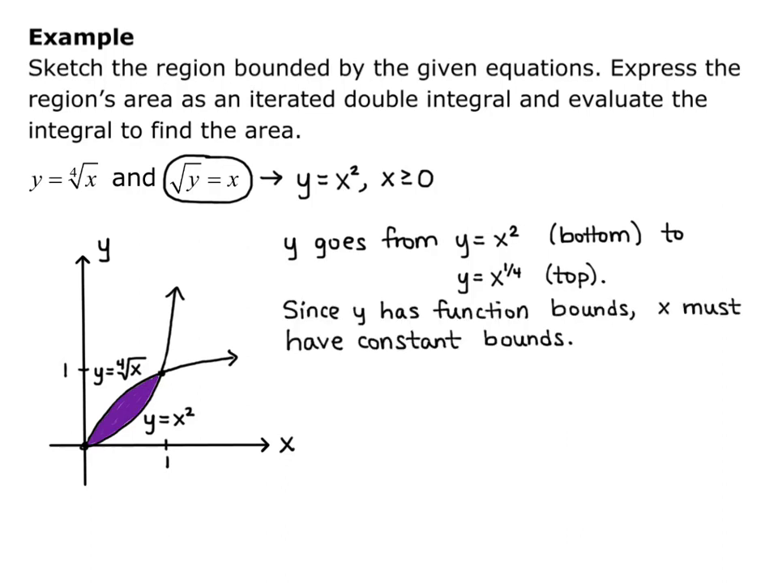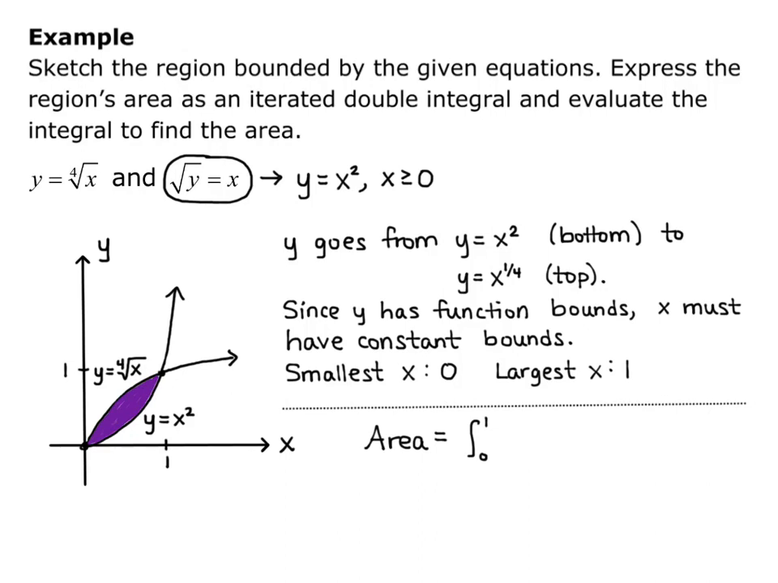Since y has function bounds, x must have constant bounds. Remember in previous videos we emphasized that your outer integral has to be constants, otherwise you will not end up with a constant as your answer. So our smallest x, if we look at our region, is 0, and our largest x is 1.